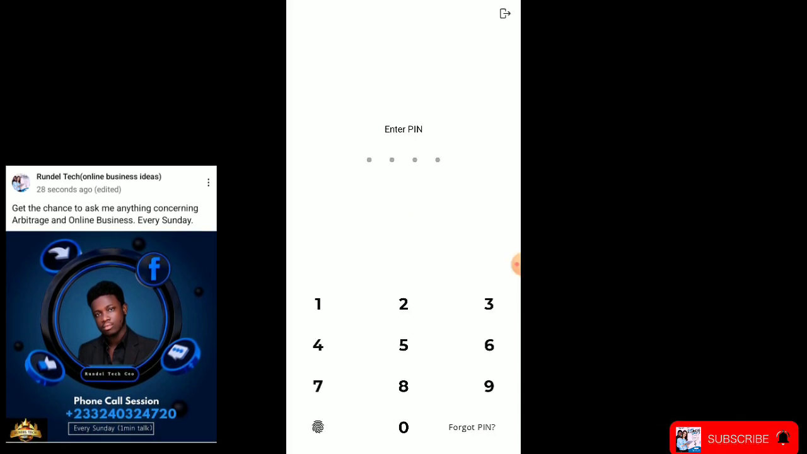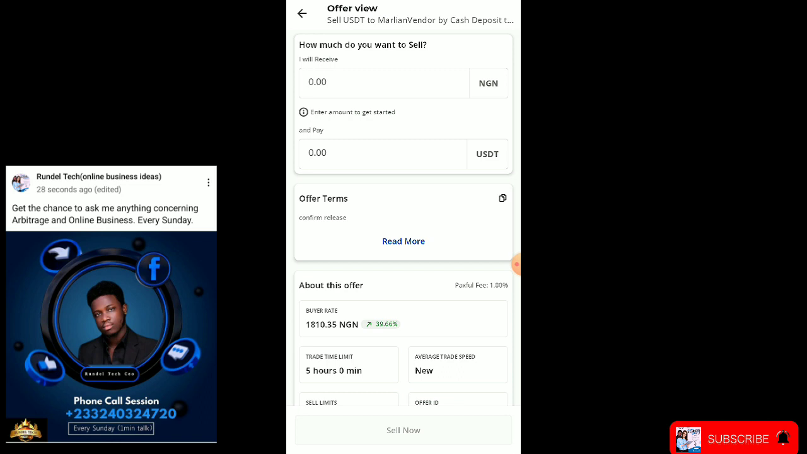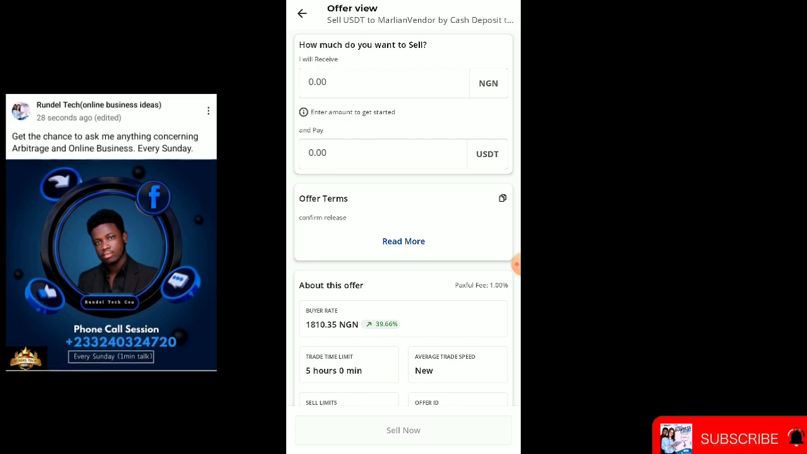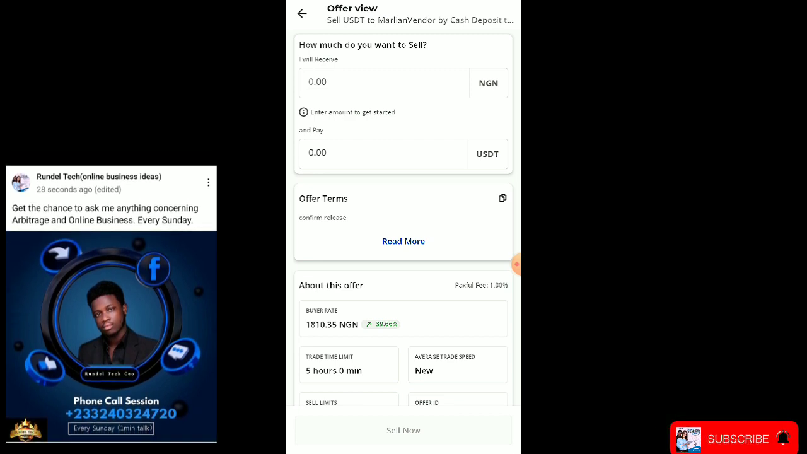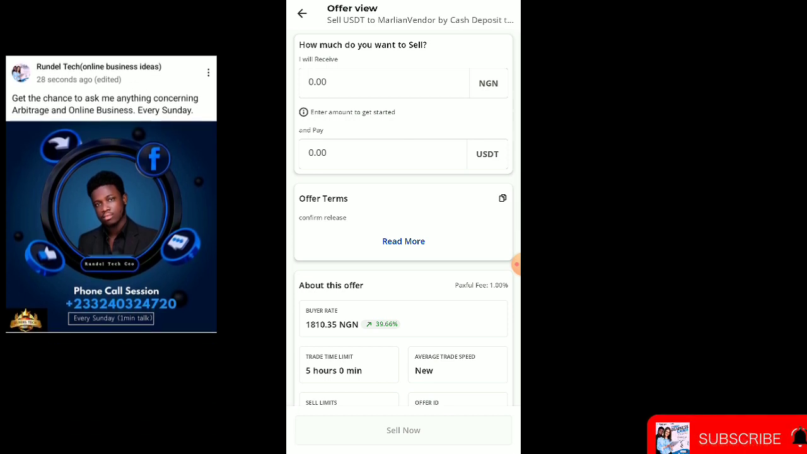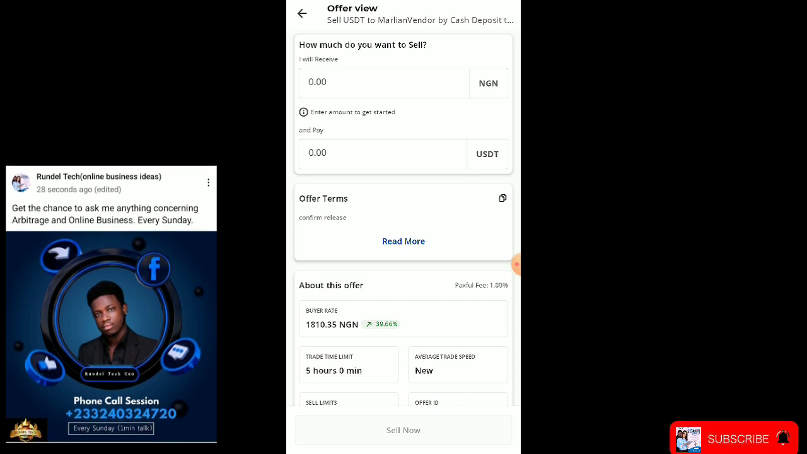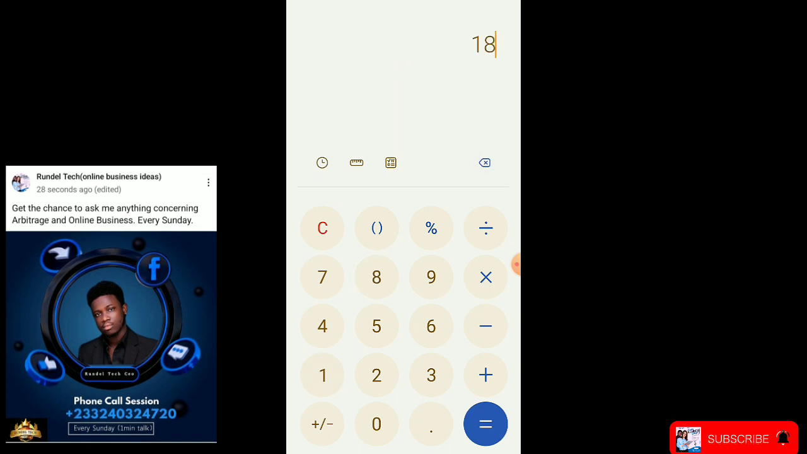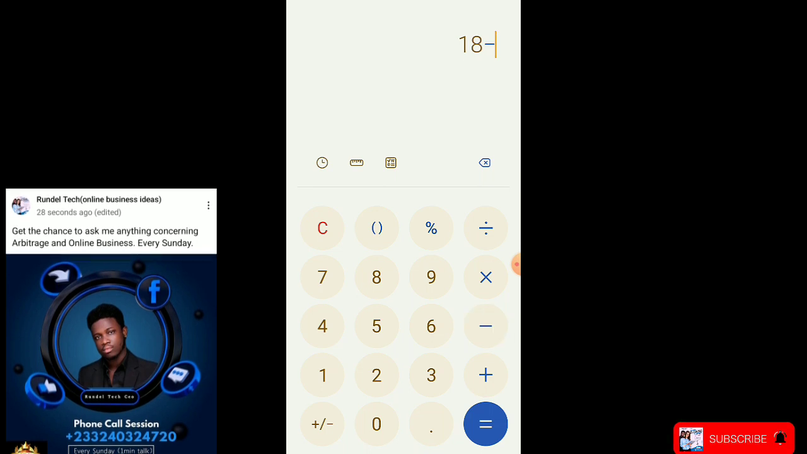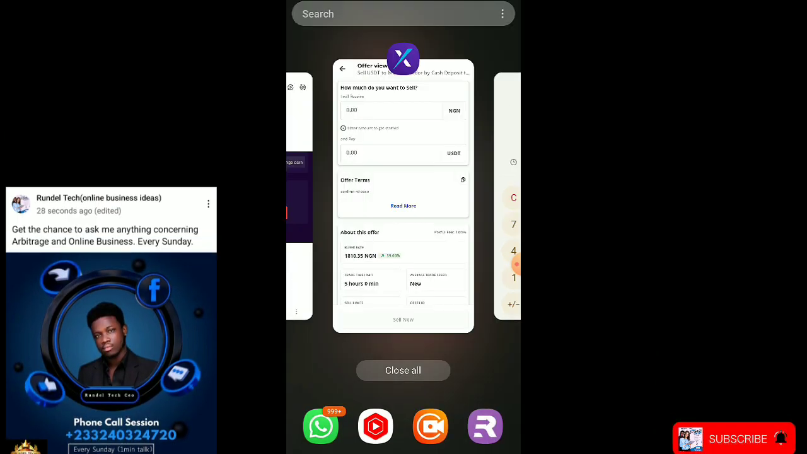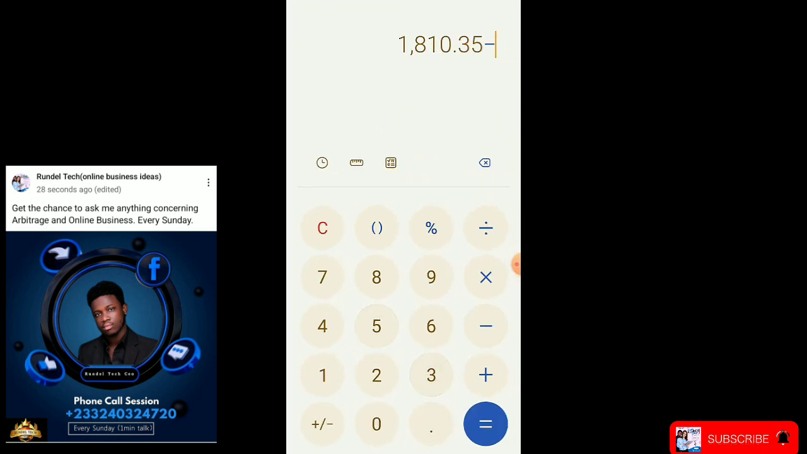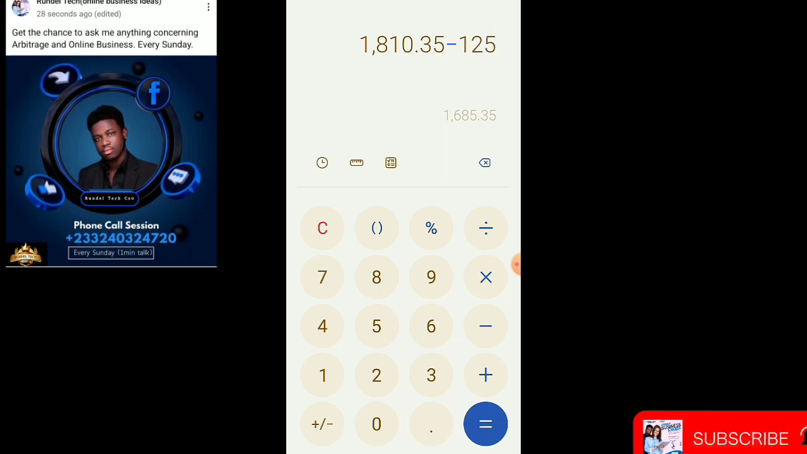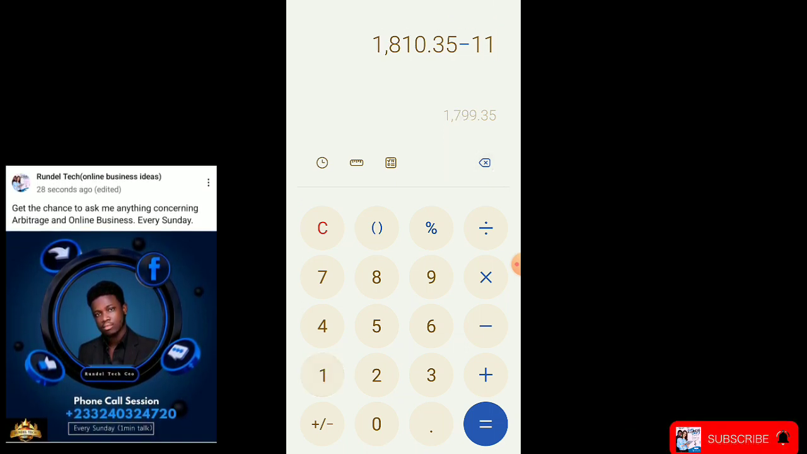So if you don't understand, let me show you here. This is what I'm calculating as your interest. I spent 1,125 in Remitano and I bought one USDT. And this person is ready to buy one USDT from me at the rate of 1,810.35. So you come here: 1,810.35 minus 1,125.